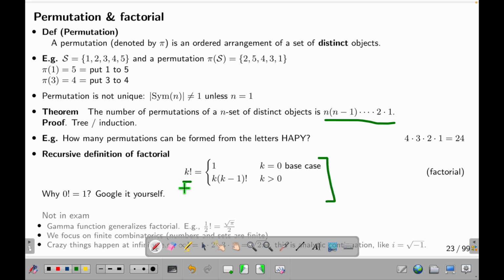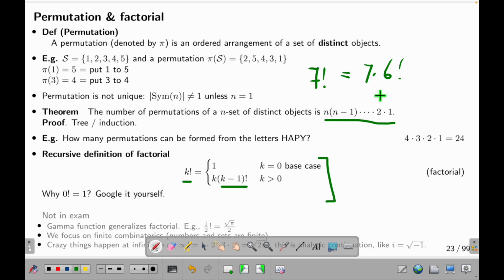This means, how do I define a thing? I define a thing by the previous case. Then, let's say I want to know what is 7 factorial. What do I do? Go look at here. It's 7, that means k larger than 0. Yes. So it will be 7 times 6 factorial. At this moment, you should not jump out and say, oh, I know 6 factorial, 6, 5, 4, 3, 2, 1.